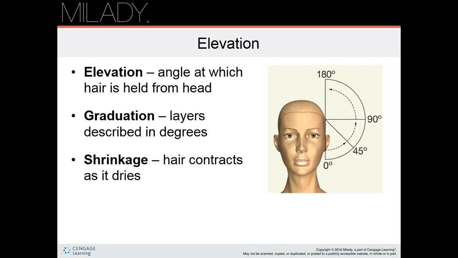Graduation is a term used to describe layers, but usually at a low elevation. So we'll be learning the graduated haircut where we hold the hair at roughly a 45-degree angle. So a graduation is layers, but at a low elevation. Shrinkage is the hair contracting as it dries. So as we learn how to properly cut hair, we need to account for that in our haircuts.